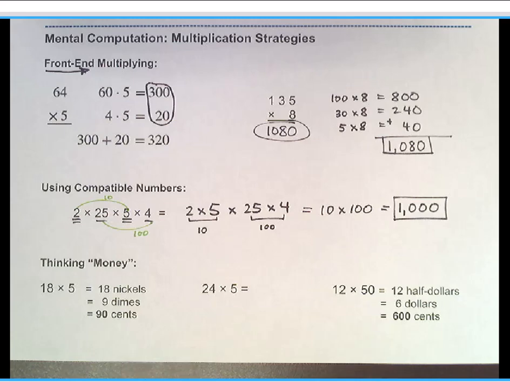Another way you can do this is you can think about this in terms of money. This works for some people. For me personally, my brain doesn't work this way. My brain kind of does one of these other methods, but maybe this money way will work for you.